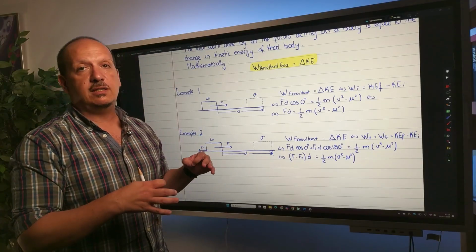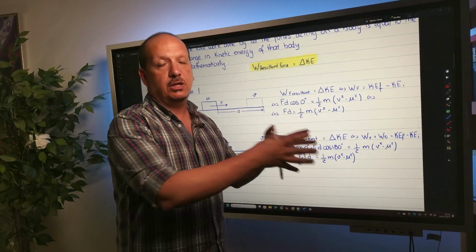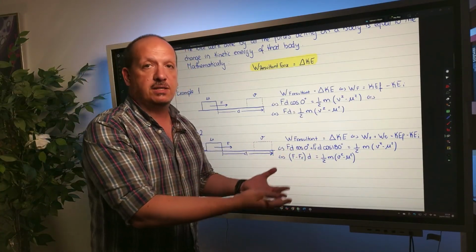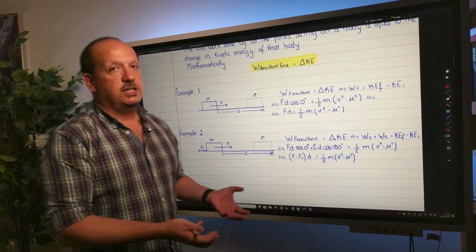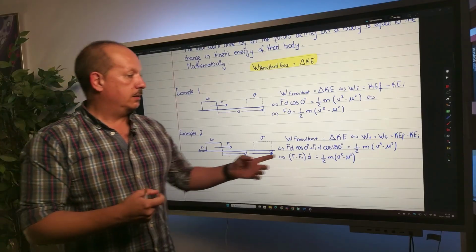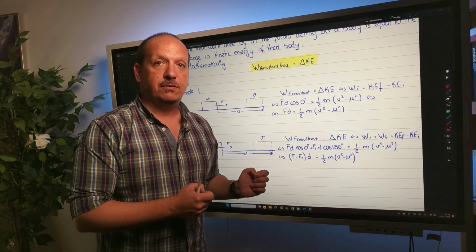Again, the shortcut is if the force is contributing to the motion in a certain direction, then it's a plus, it's a positive work. If the force is trying to take energy from that specific motion, then the work is going to be negative. So you put a minus.